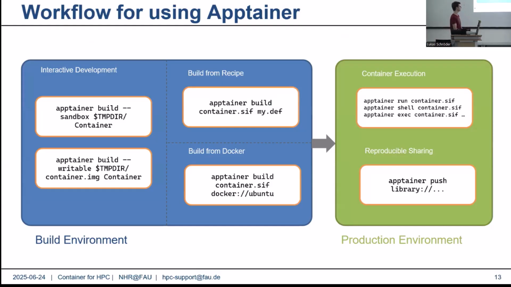Then you can build it from a recipe. This is called here my.def, a definition file where you say what should be done while building your Apptainer. And then you also can, as the most simple example, just use a container that is in Docker, which will get automatically converted to the Apptainer file. And when you have your container file, you can execute it with run, where you run a predefined run script. You can use shell to open a shell inside of the container, or exec to execute a specific command. And you can also share it by pushing it to some kind of library.